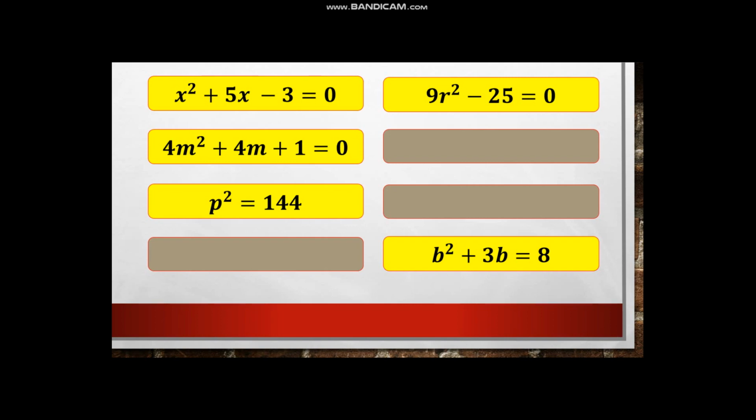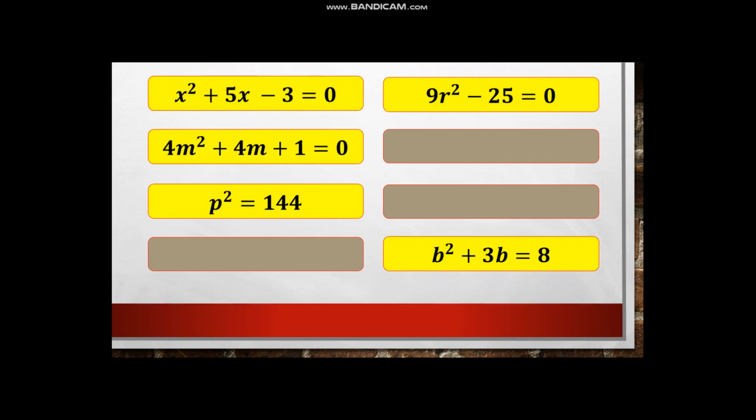Okay, so as you can see, some of the equations are not written in standard form. Again, can you still remember the standard form of a quadratic equation? Can you please recite it? ax squared plus bx plus c equals 0. Very good. So as you can see, some of the equations present here are not in standard form.